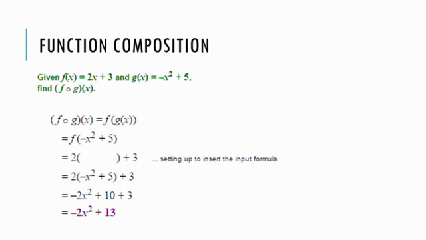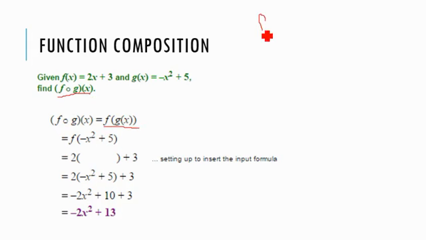And last but not least, which might be a new thing for you, is function composition. So given f of x equals 2x plus 3 and g of x equals negative x squared plus 5, find f of g of x. That's how you say this. It is also written as this right here.